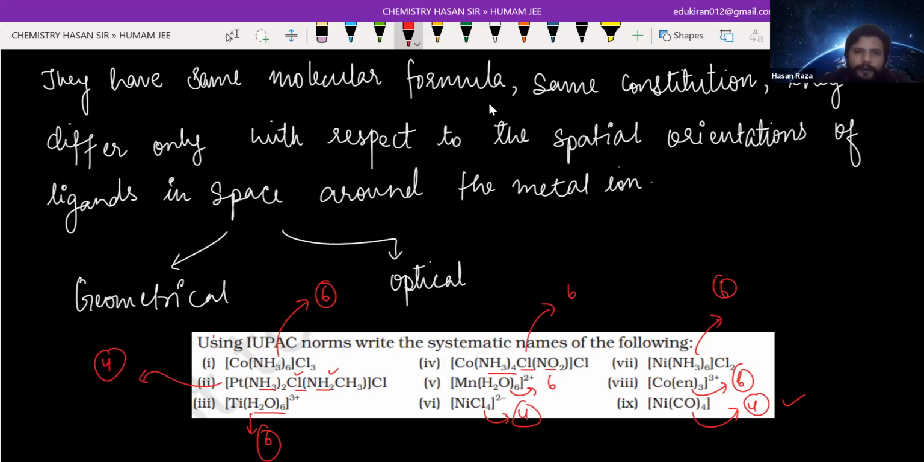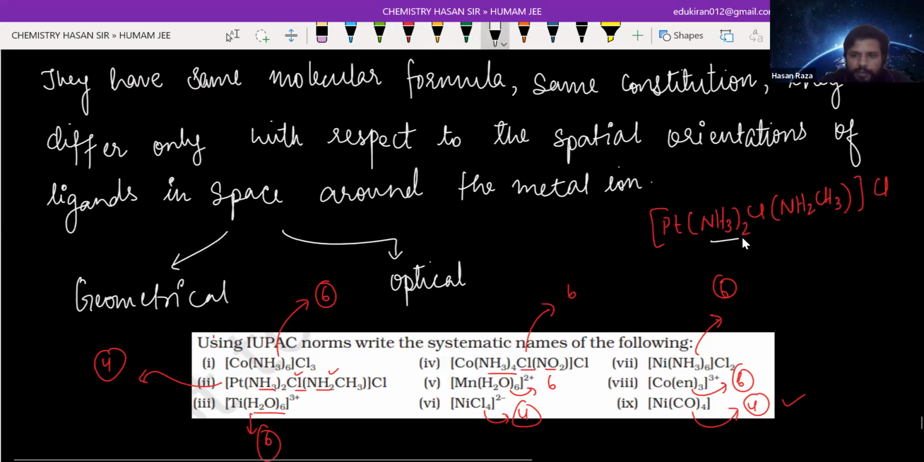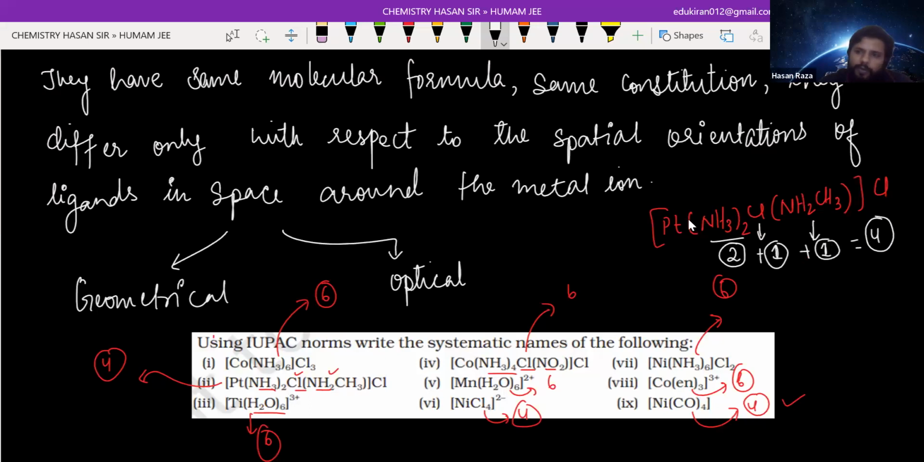Can I change the slide? Sir, can you explain this one? Pt is there, NH3 twice, Cl, NH2CH3. Now, this is the scenario, right? What I told you, NH3 is monodentate, so 2 coordination number. Chlorine is also monodentate, so 1, and NH2CH3 is also monodentate, so that's why coordination number will be 4.